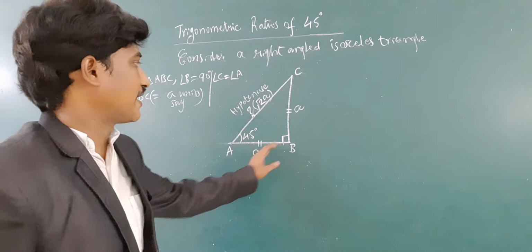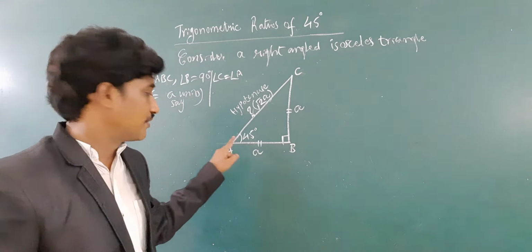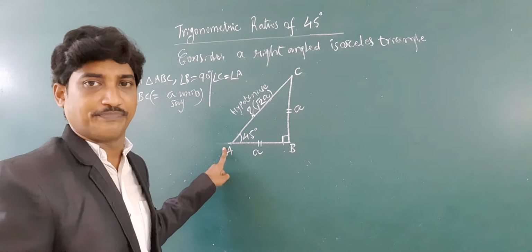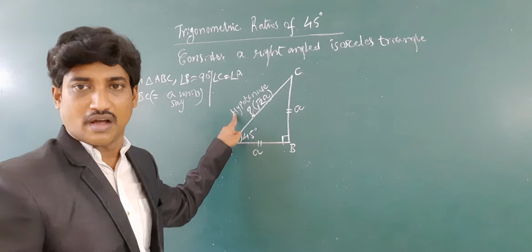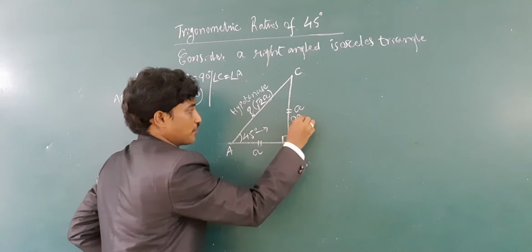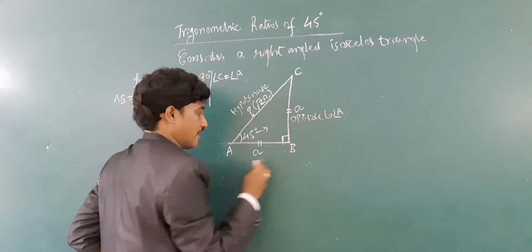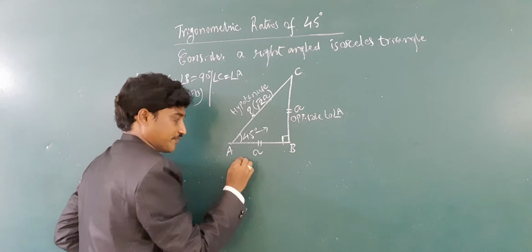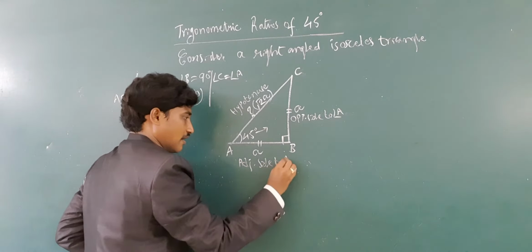In this isosceles right angle triangle, with respect to 45 degrees, that means with respect to angle A, let us name the sides. The side opposite the right angle is the hypotenuse. The side opposite to angle A is BC, and AB is the adjacent side to angle A.